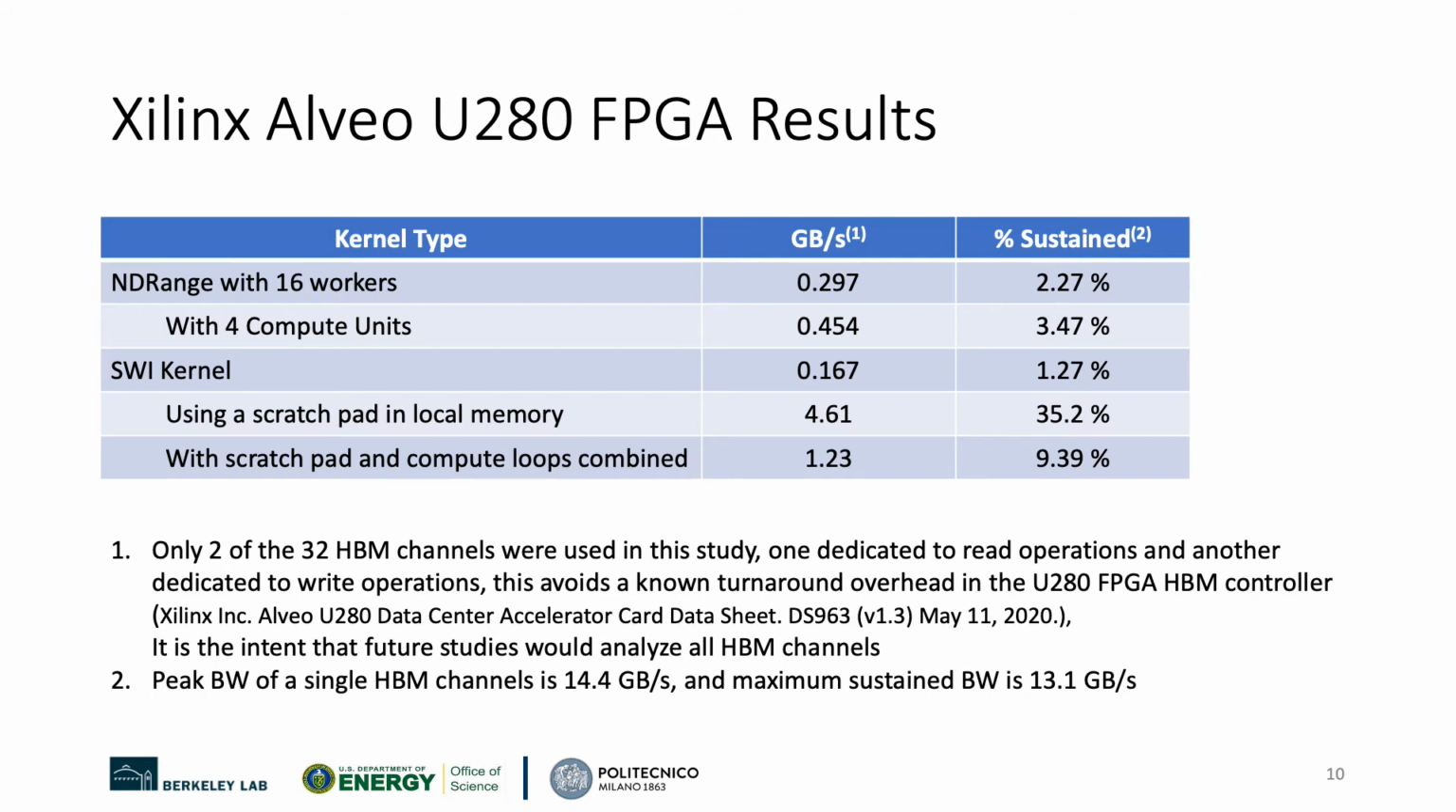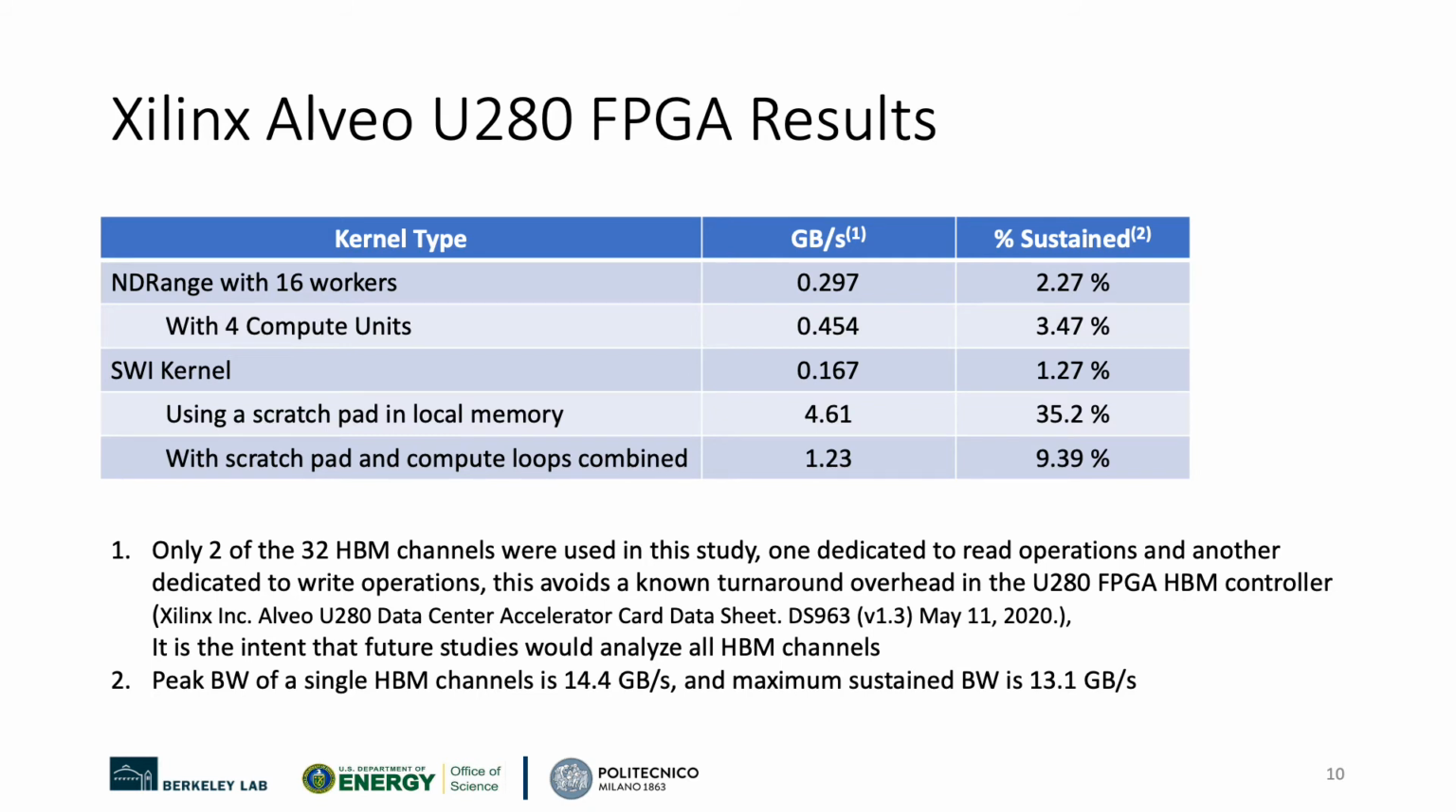Xilinx documents the maximum sustained bandwidth of a single channel to be 13.1 gigabytes per second. Due to the synchronous nature of our kernel design, that is, we read, then compute, then write the results, the maximum sustained bandwidth for our experiment is that of a single channel, 13.1 gigabytes per second.